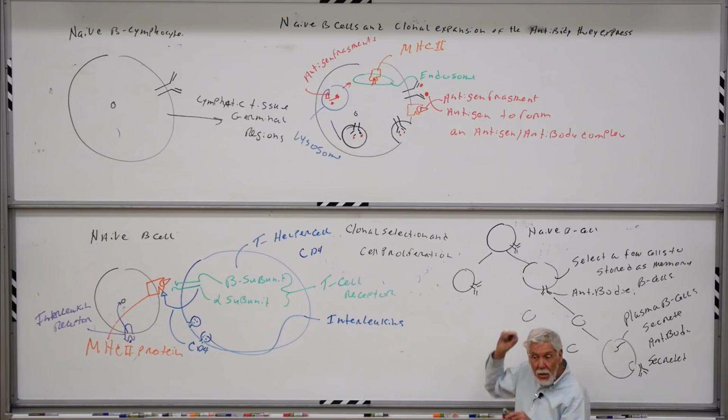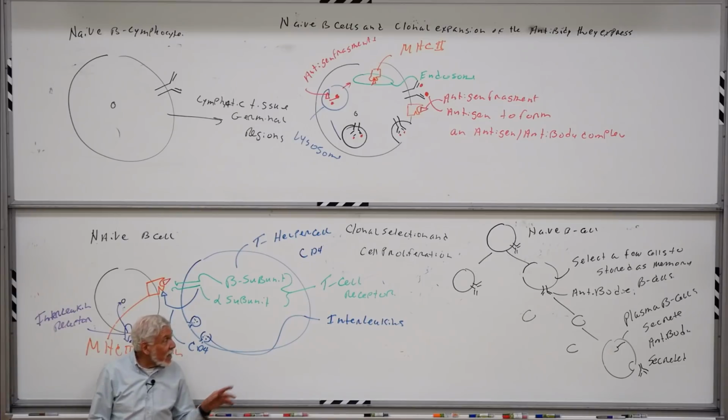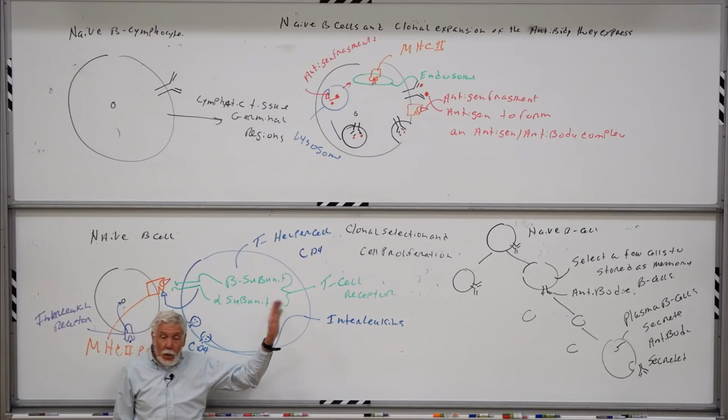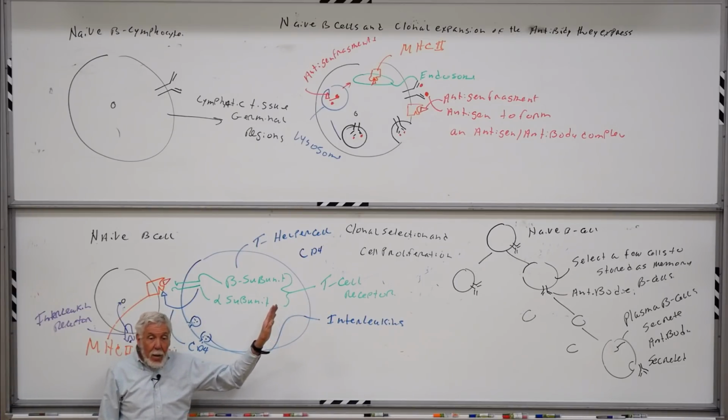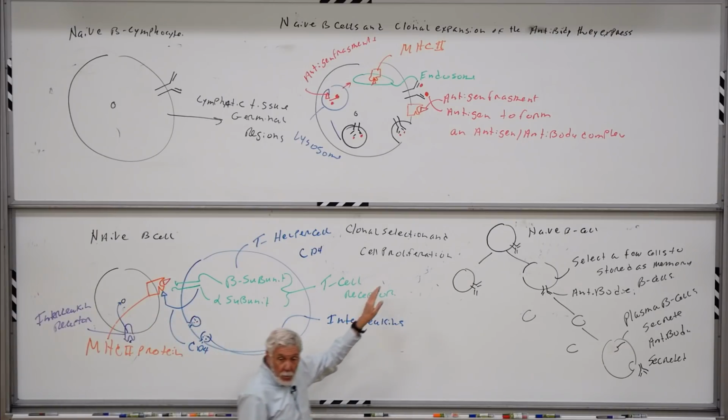Yes? Is there a notable difference between a memory B cell and a naive B cell? Well, one notable difference is that the naive B cell, if it doesn't run into antigen, dies in a couple of weeks. But the memory B cells will be with you the rest of your life. But they respond in pretty much the same way.